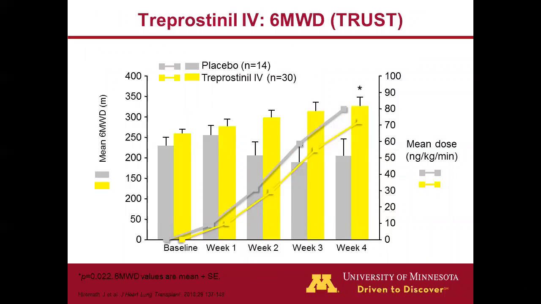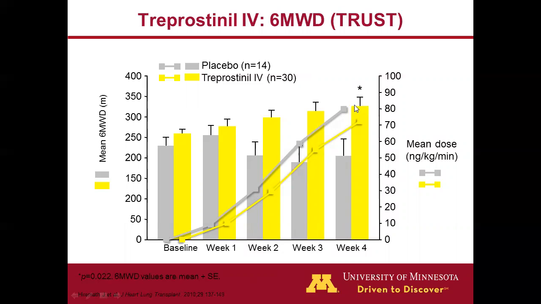So this is data from IV Remodulin. Treprostinil can be given intravenously and subcutaneously. What does it do? It is shown to improve 6-minute walk distance in these patients. And you can see the difference here, like week 4, right? Yellow is Remodulin, and gray is placebo. From 50 to 80, it's only 32 meters.